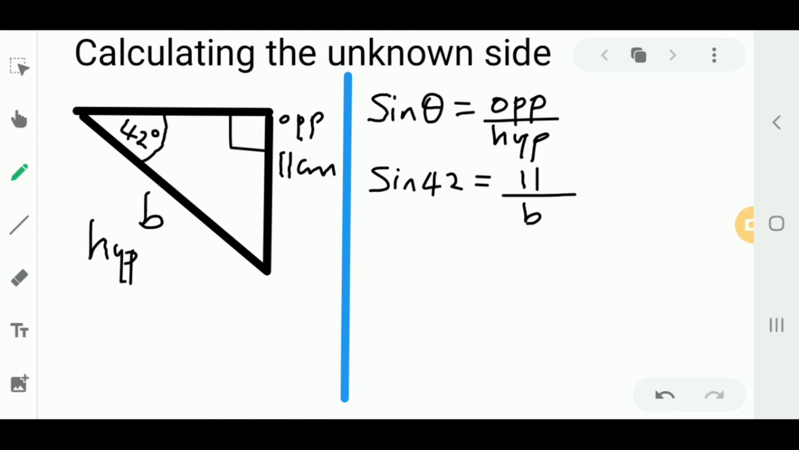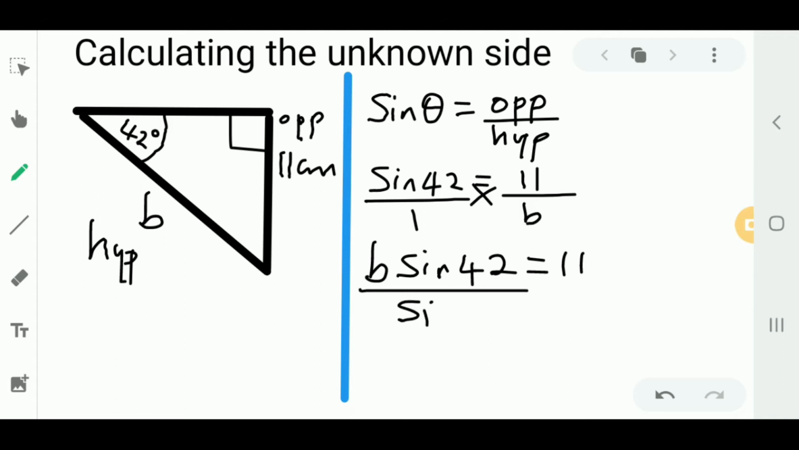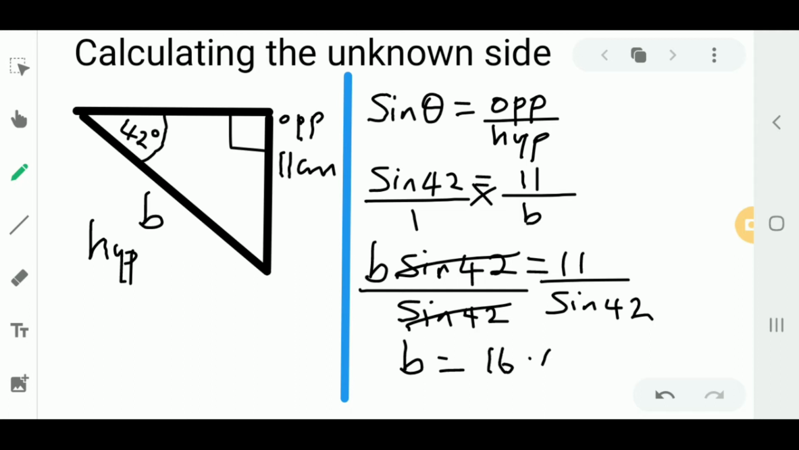B is the unknown side. We don't know what it is. Again, you could write it as a fraction, and when you have fractions that are equal, you can cross multiply. So you have B sine 42 is equal to 11. Now you want to find B by itself, which means you're dividing both sides by sine 42. So this cancels this, and B is equal to 11 divided by sine 42, and you will get 16.4 centimeters when you round off.